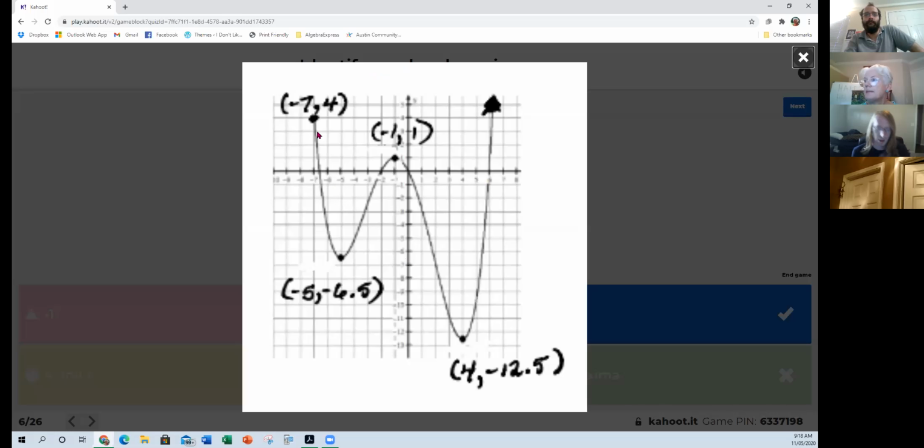Remember, endpoints can't be a local maxima. So the 4 is out because an endpoint cannot be a local maximum, and we're talking about the top in a region, like the peak of a mountain. So that's this one right here, and it's the y value, so it would just be 1. 1 is the only local maxima. 4 would not be because it is an endpoint.